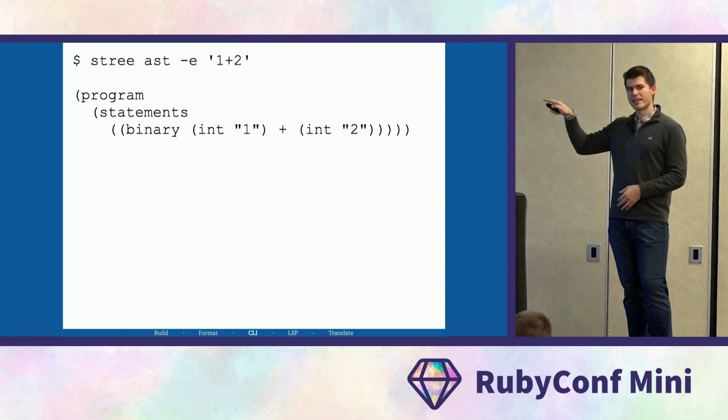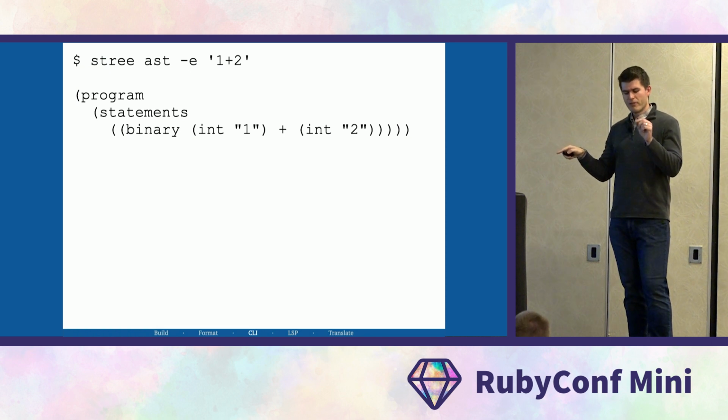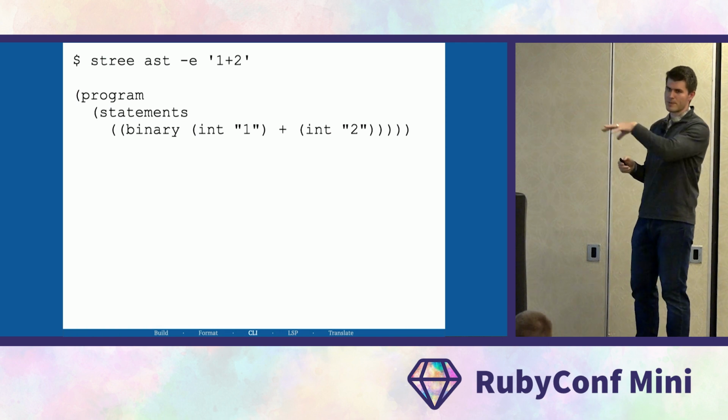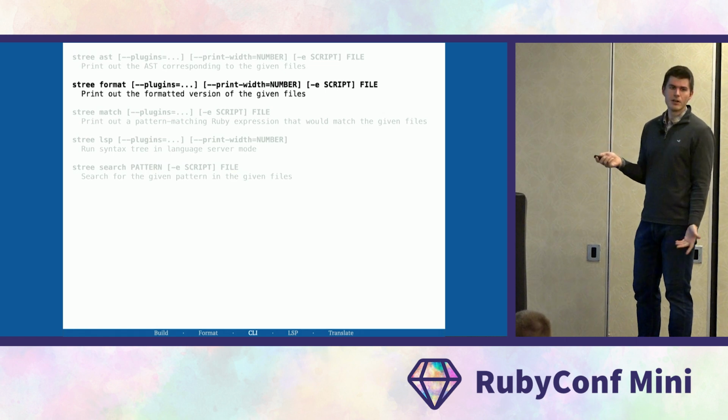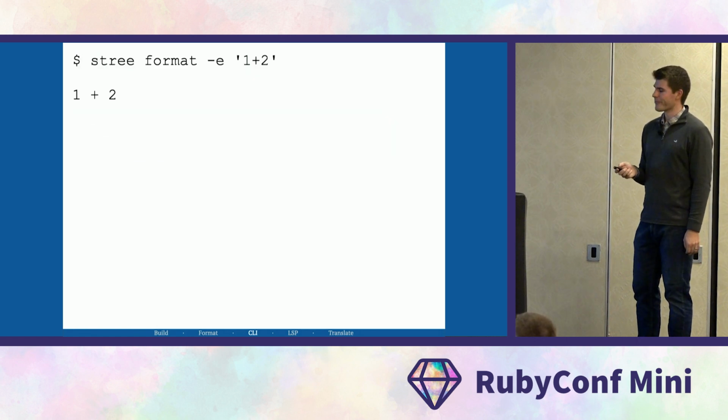This can be useful, as I discovered when one of my coworkers was wondering how def foo with a required parameter of a equals b equals 1 worked. And it turns out that that's just an expression and it's missing parentheses. So you can kind of go and use this to inspect your source and learn more about how Ruby is structured. The next one is format. Format does what you expect, it formats.